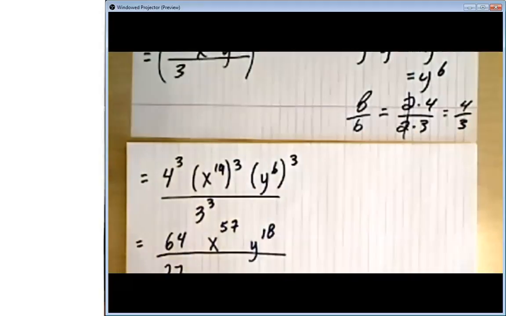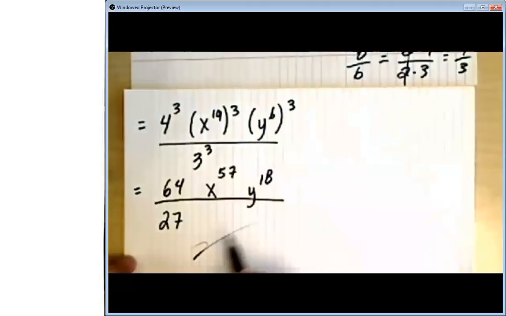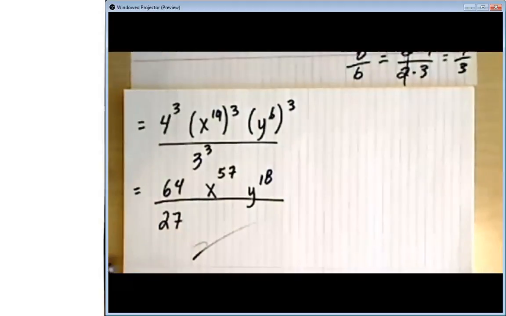So starting to get sophisticated. There we go. Just like that. Okay, it's not bad. So if you get something like this on your quiz, you know?